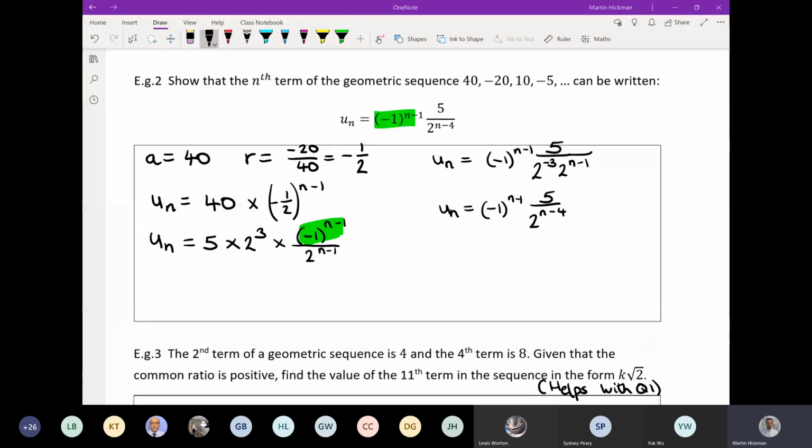So it's quite a tricky one in terms of manipulation with the indices, but let me know in the chat if you do have any questions about that, or anything else you want me to go over in a bit more detail. I'll give you a second or so to copy that down, and then we'll move on to examples 3, 4, and 5.